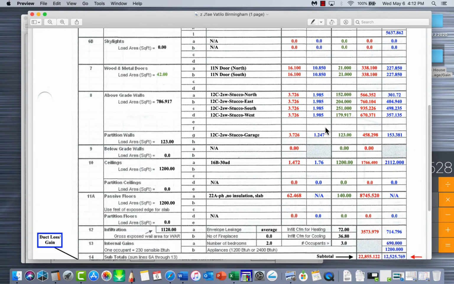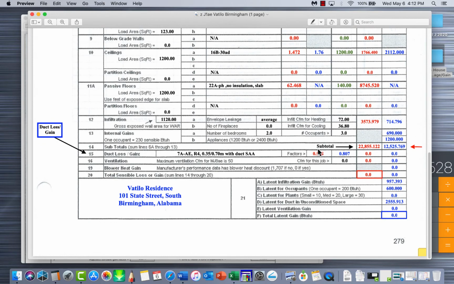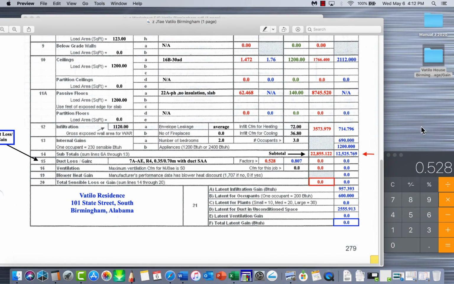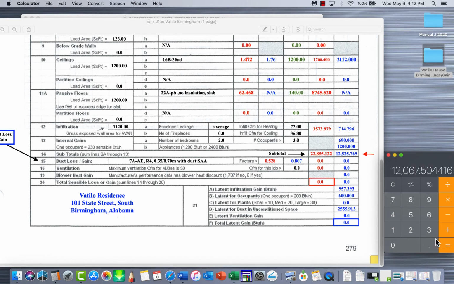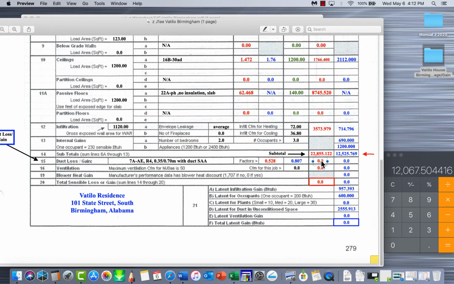That bigger so we can see what we're doing. So once again, we're multiplying these factors times our subtotals. That's why you got to get the subtotal before you can go any further. And we end up with 12,067.504. We're going to round this to our nearest thousandths again, so we're going to leave it at 4.